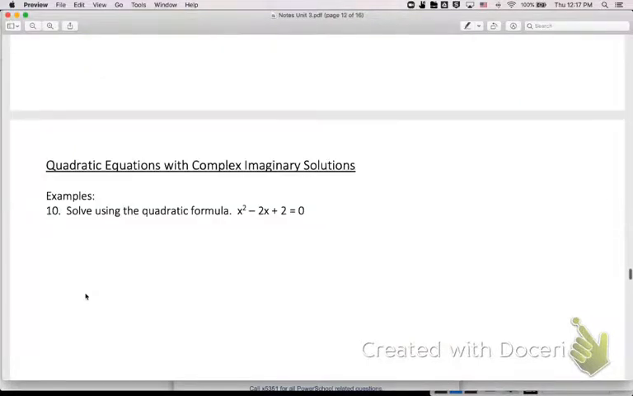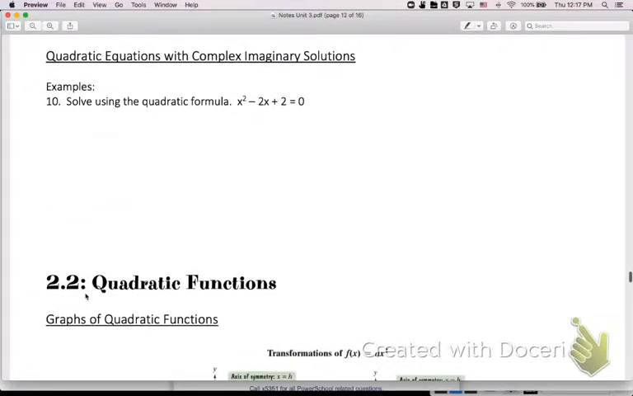Okay, the last, or just one example, is that now this opens up the possibility when we solve our quadratic equations that we might have imaginary solutions. So I would like for you to pause the video and do this problem using the quadratic formula and see what you end up with. I'll come back in 3 seconds.